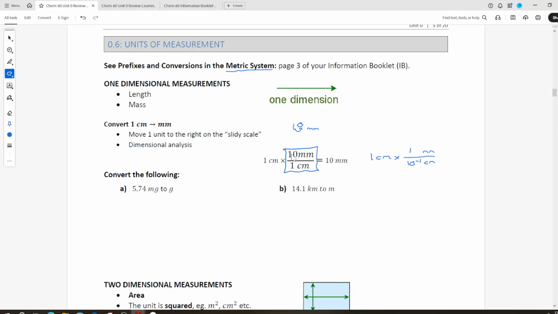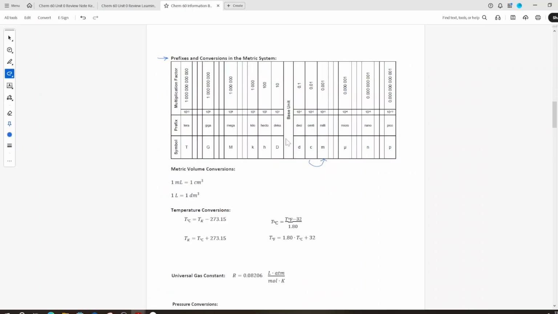So for me, this would be 1 times 10, which is going to give me 10 millimeters. So this is called dimensional analysis because you're analyzing the dimensions. You're getting rid of centimeters using a conversion and then converting to millimeters. So what I want you to do is I now want you to convert 5.74 milligrams into grams. You can either do it by going to your slidey scale and going milli.